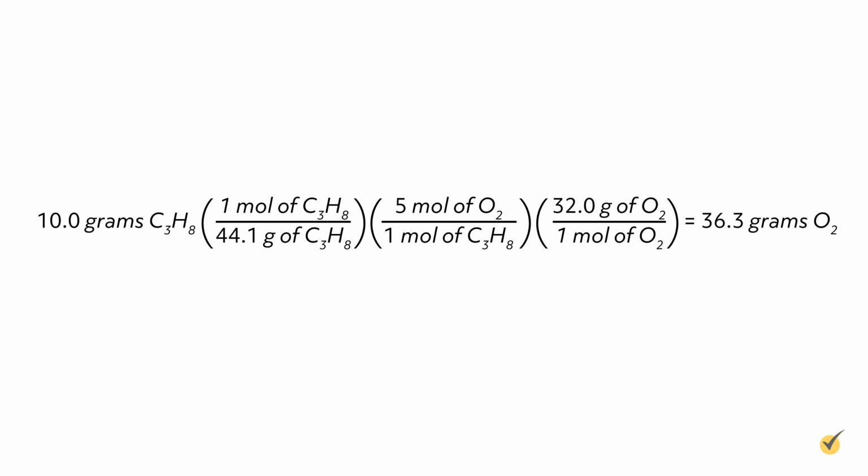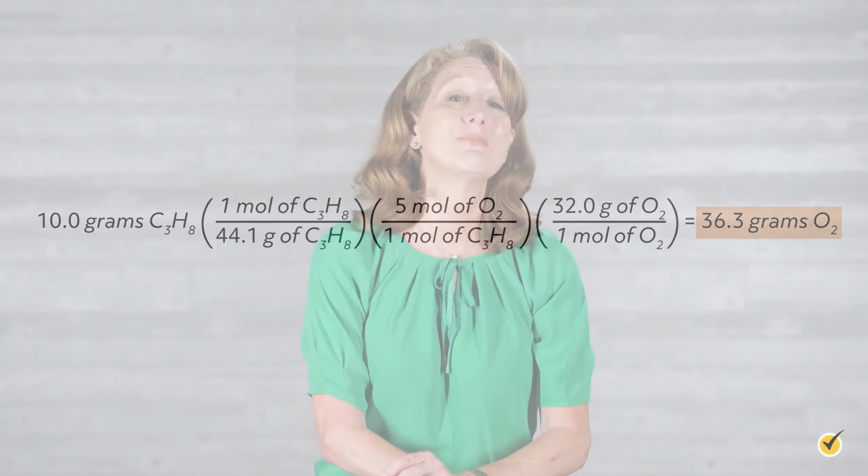We start by converting grams of propane into moles of propane. Then we convert moles of propane to moles of oxygen using the stoichiometric factor. And finally, we convert moles of oxygen to grams of oxygen. Easy peasy.